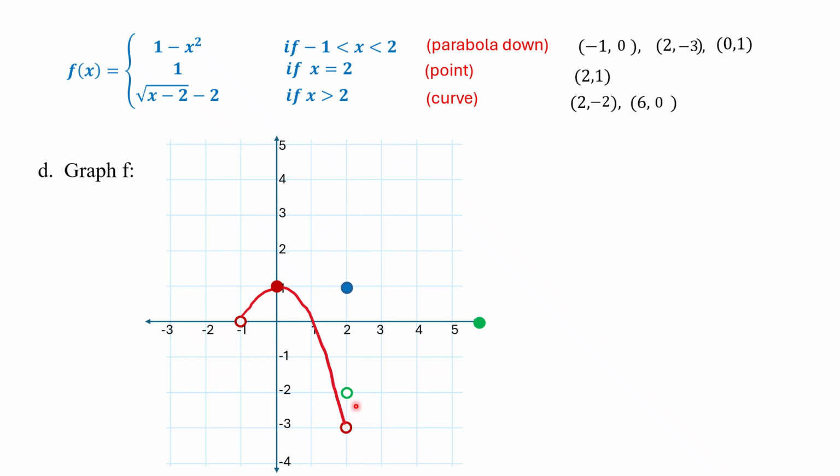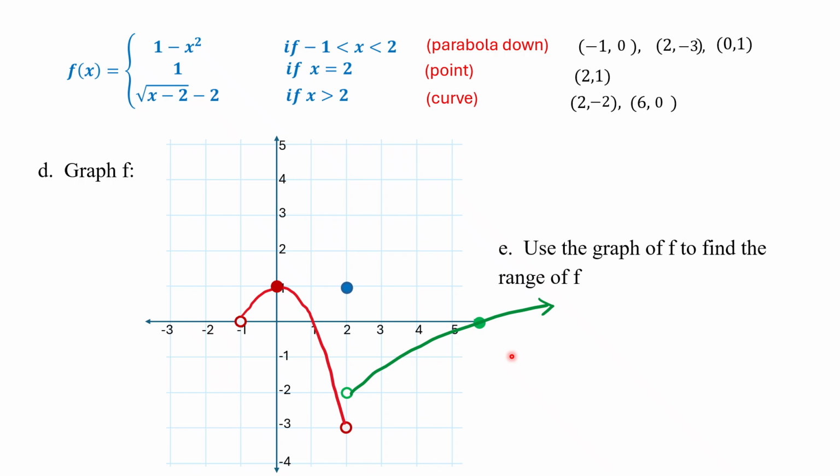So here we have an open point at 2 because 2 is not included, and 6 is included because it's greater than 2, so we have a closed point. Now connect this using a curve, not a line. So that's the graph of the function f.